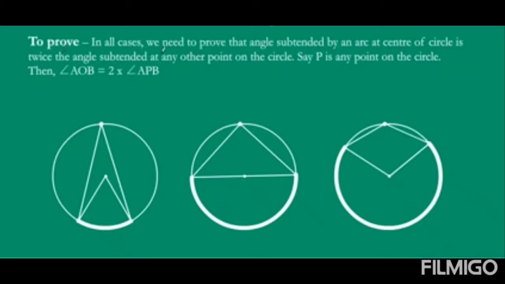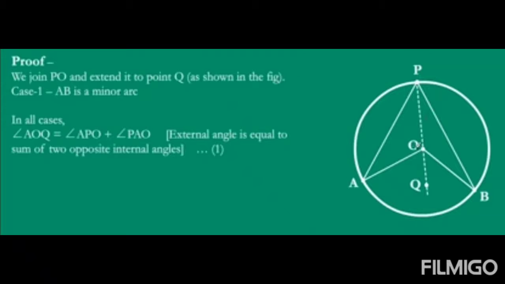Now, as the proof in all cases is the same, here we will consider case number 1. According to that figure we will prove this theorem. According to case number 1, AB is a minor arc.